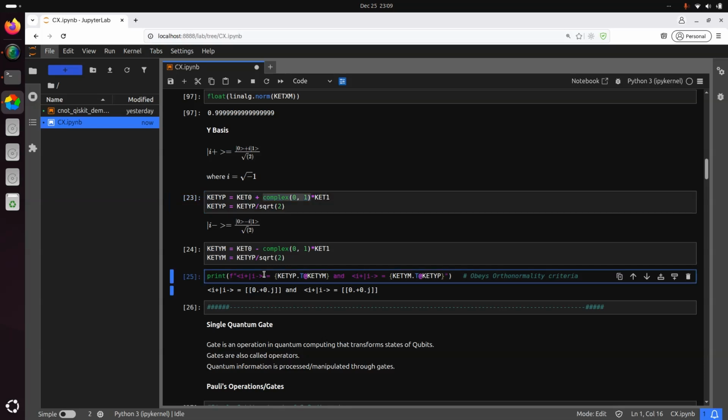Like the x basis and the z basis, the y basis too satisfies the orthonormality criterion, and this is the validation check.